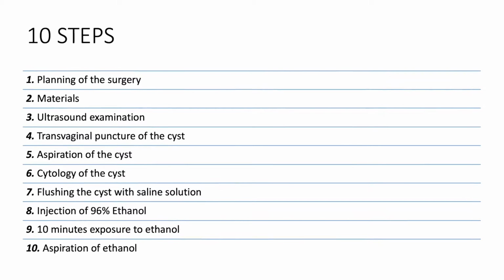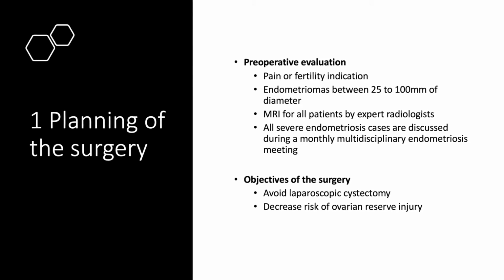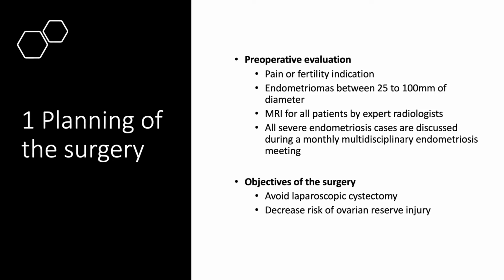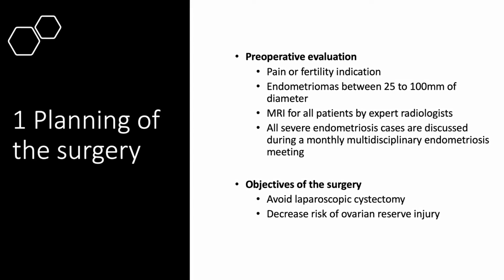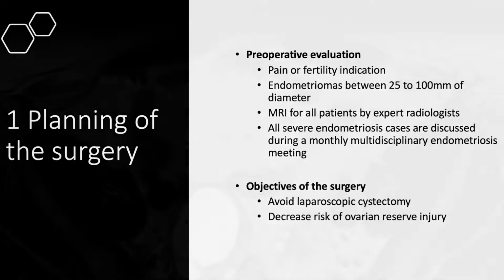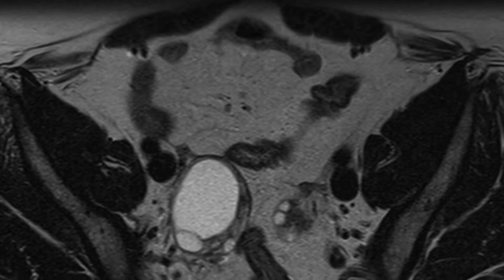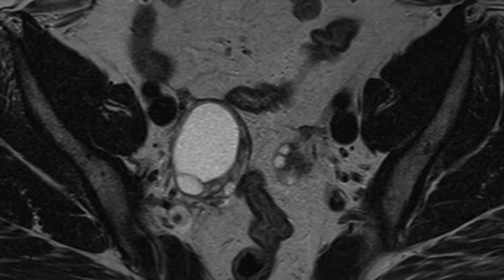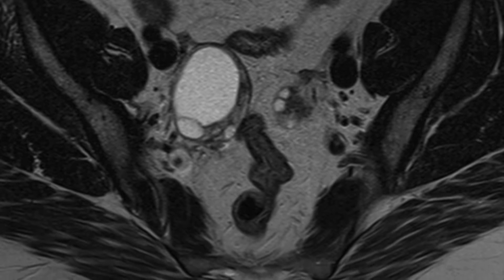for patients. Step 1. Planning of the surgery. Ethanol sclerotherapy was indicated because this patient presented with an endometrioma, pain, and infertility. The diameter of the endometrioma has to be between 25 and 100 millimeters. All patients had an extensive MRI mapping of the endometriosis by expert radiologists to confirm the endometriosis origin of the cyst and to rule out the suspicion of malignancy.